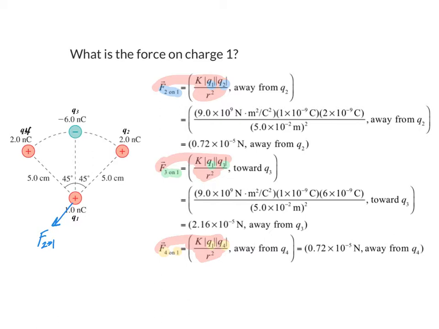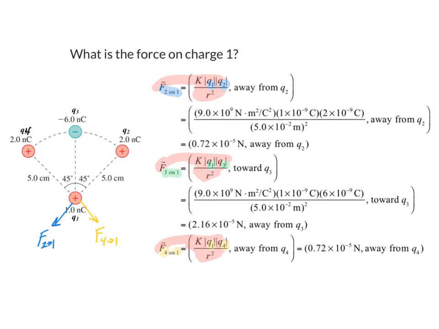And so if that's going to be my magnitude for the 2 on 1, then I'm going to switch over to the far left, the 4 on 1. That's also going to be away from Q4 at the same magnitude. Force 4 on 1.